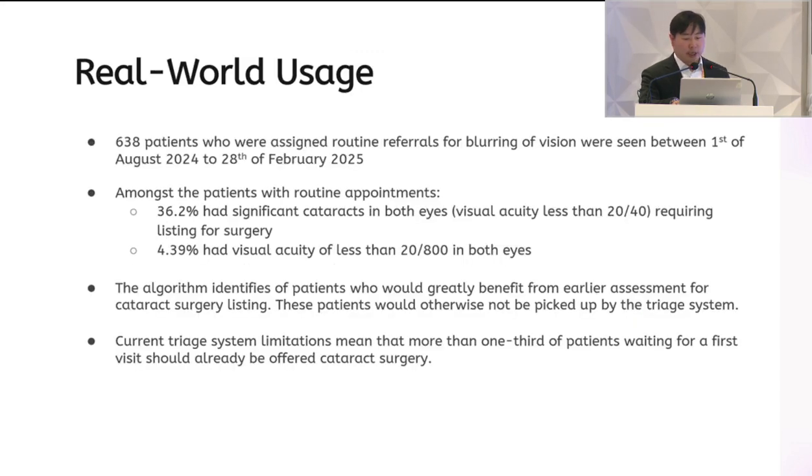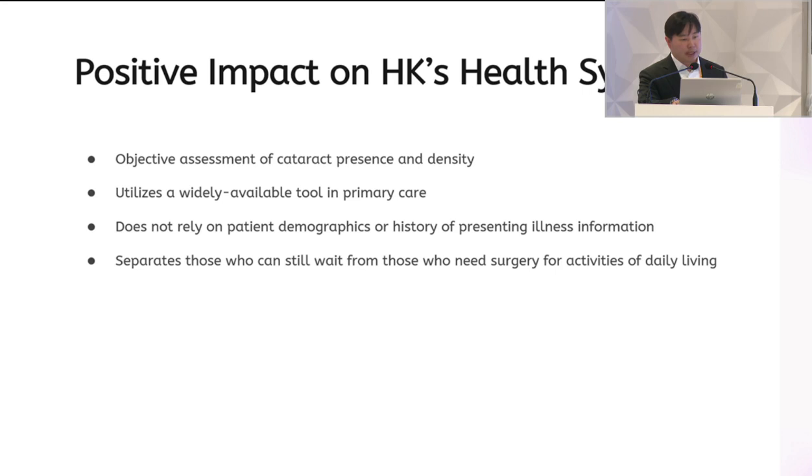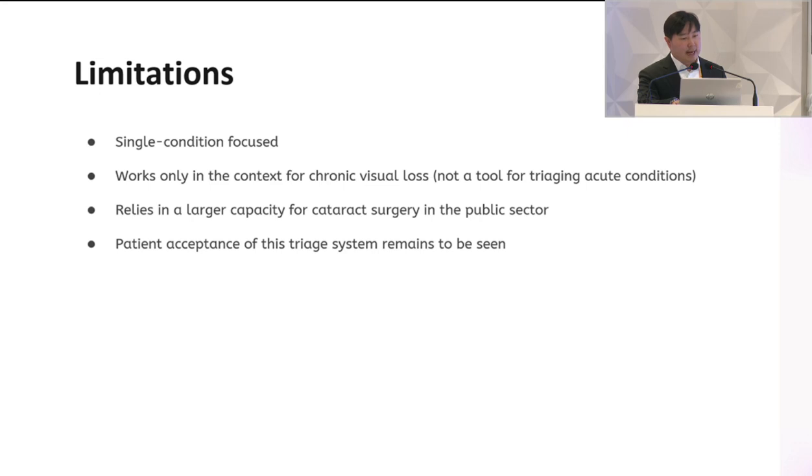For real-world usage, we looked at an additional 638 patients going through this algorithm. It picks up that about 36.2% of patients who are routinely referred already have clinically significant cataracts. This does increase the workload of our eye clinic, but we need to identify more patients with cataracts in order to increase our cataract workflow. It has a positive impact in that you don't need a lot of information and it can be more objective, but the limitations are that it is single-condition focused, and it relies on a larger capacity for cataract surgery in the public sector.